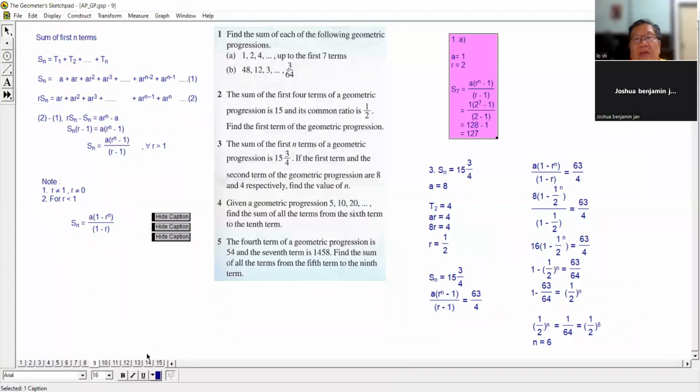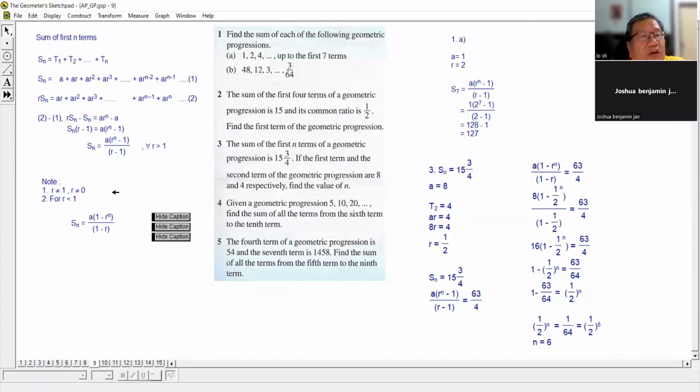Okay, then we continue. So we look at the first example. The first example is question number 1 here. Find the sum of each of the following geometric progressions. The terms are 1, 2, 4. Then you find the sum until the 7th term.